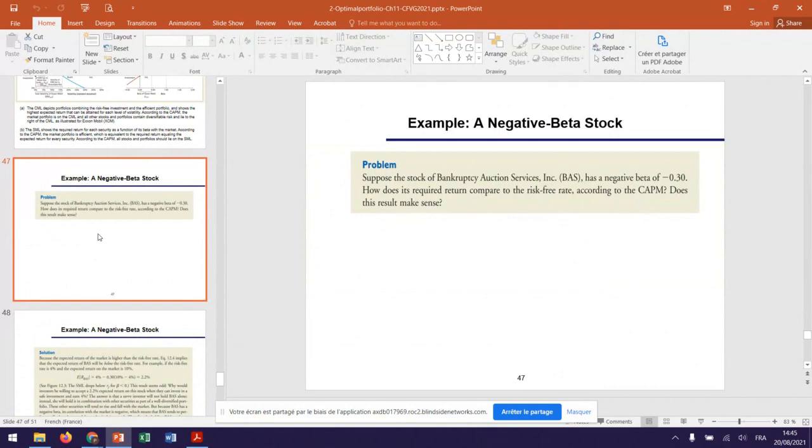Sound odd to you, no? It means the negative beta is minus 0.3. How does this required return compare to the risk-free rate according to the CAPM? Does this result make sense?